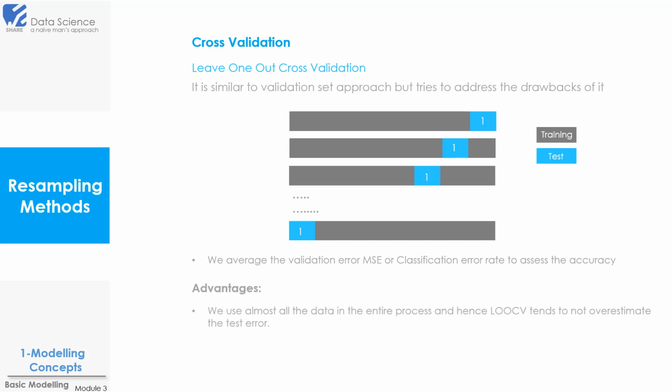Now the main advantage of this method is that we use almost all the data in the entire process, and hence leave one out cross-validation tends to not overestimate the test error. However, the drawback of this method is that it is computationally very slow, as we have to go through all of the data set. Hence, we further modified this to k-fold CV, which is our third approach for cross-validation.